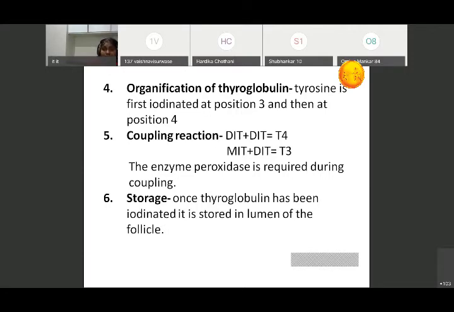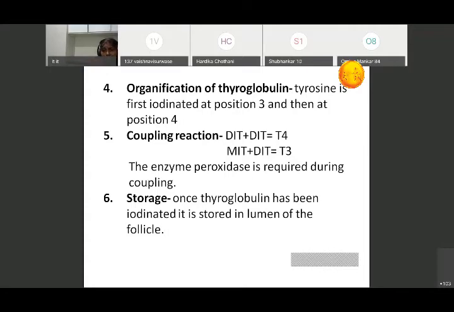Now, what is the coupling reaction? Two molecules of diiodotyrosine form T4. One molecule of monoiodotyrosine plus one molecule of diiodotyrosine form T3. The enzyme peroxidase is required during this coupling reaction. If this enzyme is absent, thyroid hormone is not formed.